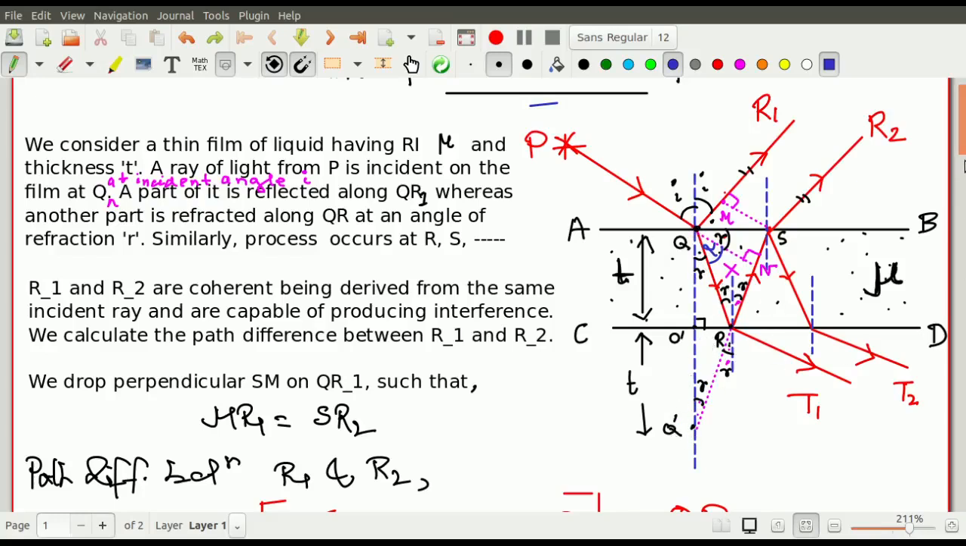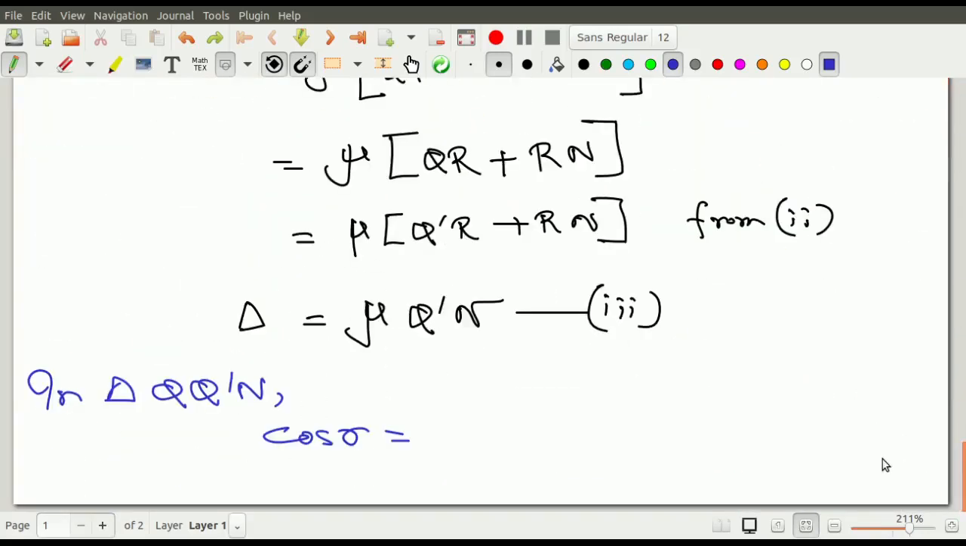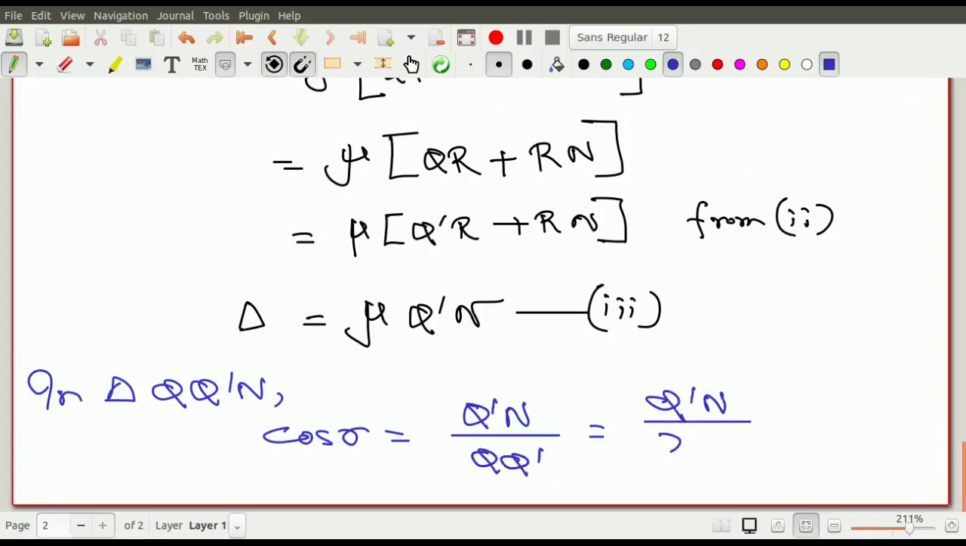So q dashed n by q dashed, I may write it as q dashed n by 2t. What is the value of q dashed n then? It is 2t times cosine of r.